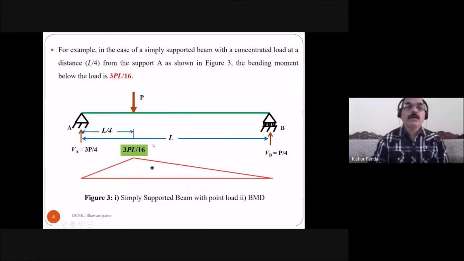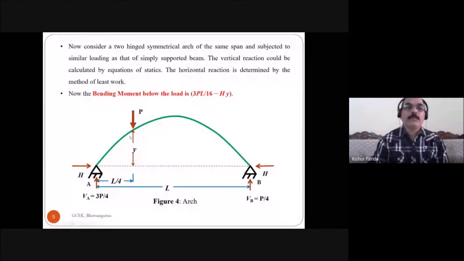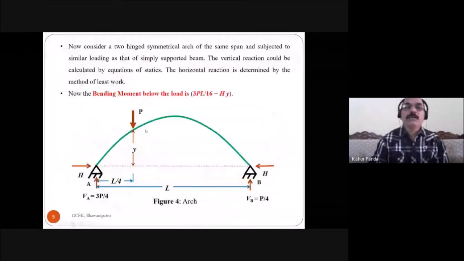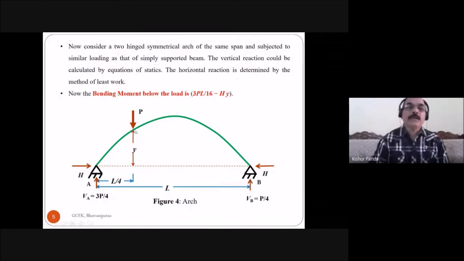Now compare the beam structure and its bending moment diagram. This is the bending moment below the loading in the case of the beam structure, but in the case of arch, below the load the bending moment is 3PL by 16 minus HY. So this is the decrease of the moment. Due to the horizontal reaction, the bending moment decreases in the arch structure, so you get a reduced bending moment. That's why the arch is the more preferable structure when considering long spans. In the case of a long span structure, the arch is more preferable than the beam structure.